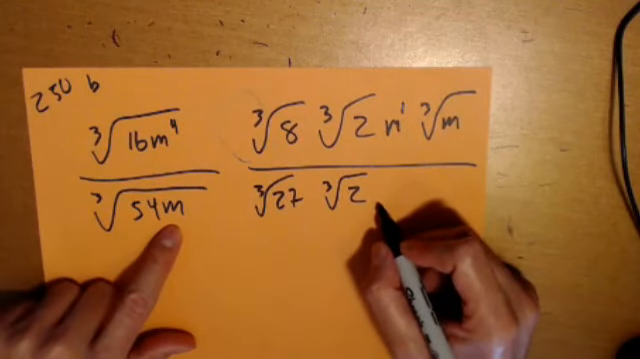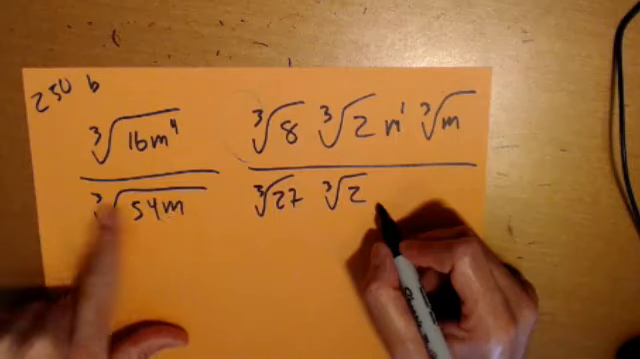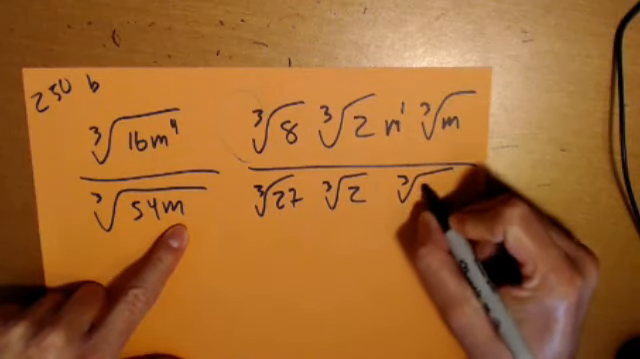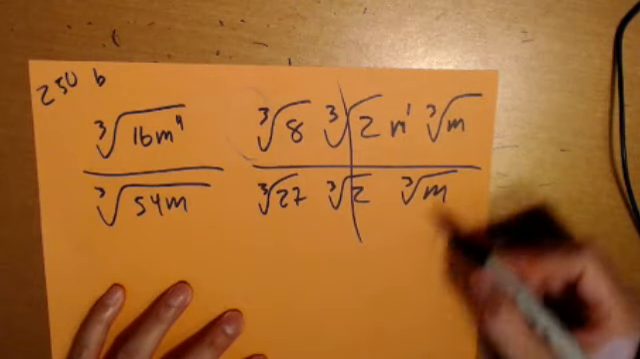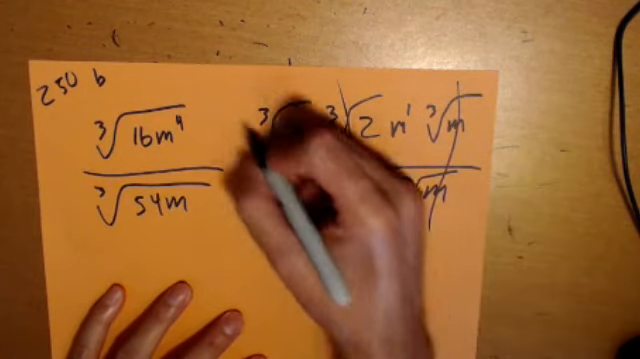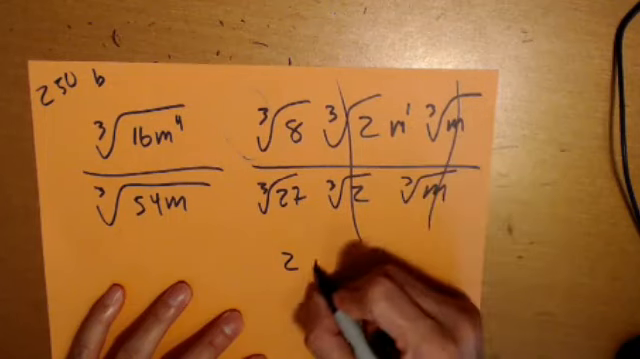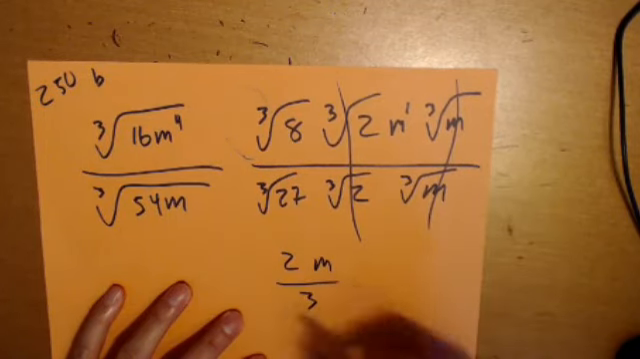This will turn into a 3. Okay, cube root of m. How many escape? None, so there's just a cube root of m. I guess I could just get rid of these right now. Cube root of 8 is 2. There's an m sitting there. Cube root of 27 is 3. Ta-da!